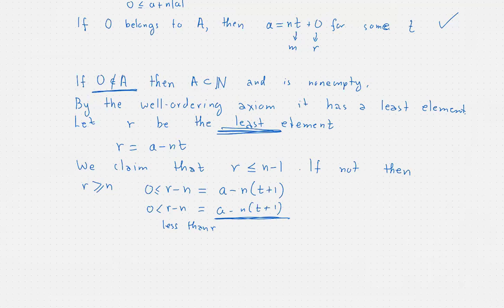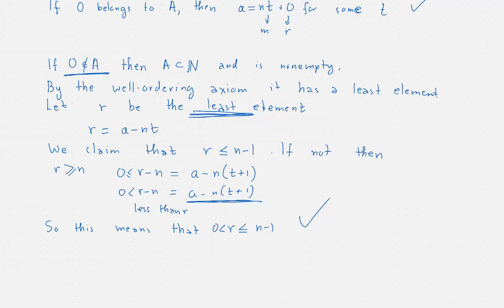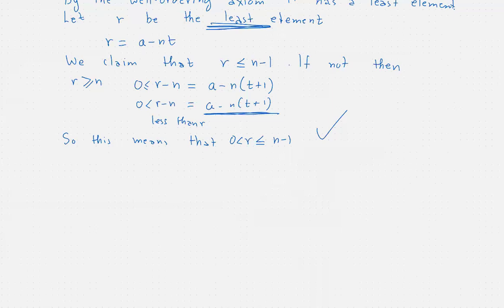So this means that R has to be less than or equal to n minus 1. And of course, from the description in this case, at least we know that R is greater than 0. And we're done in this case too. So existence has been established. So the numbers M, R do exist.